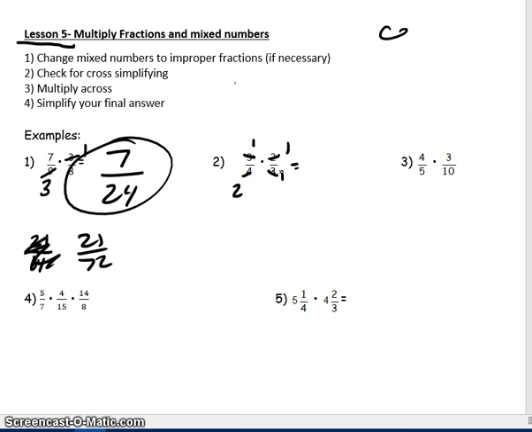So now we can multiply across. 1 times 1 is 1, 2 times 1 is 2, so one half, and we're done. That's it. Can't simplify that at all.